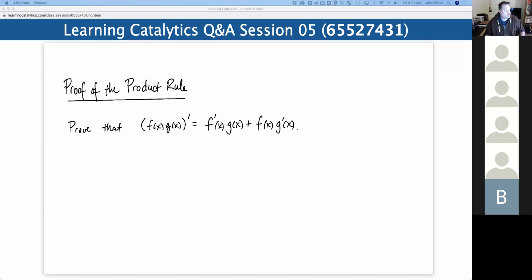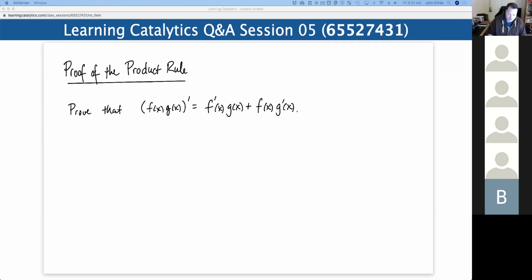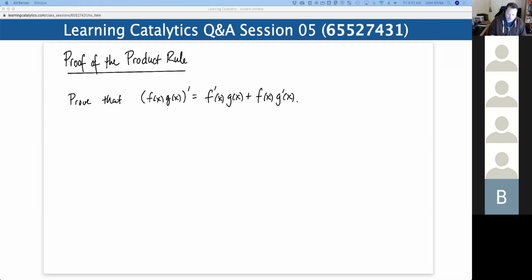So in regards to proving product rule, I want us to think about what the limit definition would look like, and then we're going to look at a sort of a geometric proof. I'm going to show you a figure that tells us how to handle it.